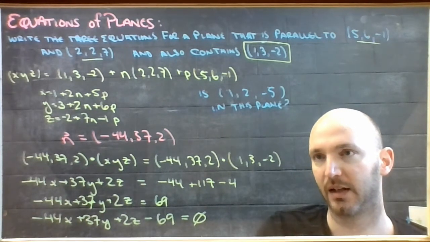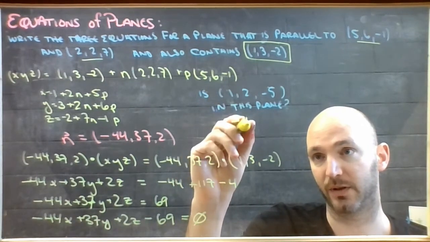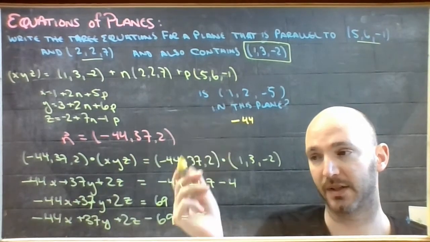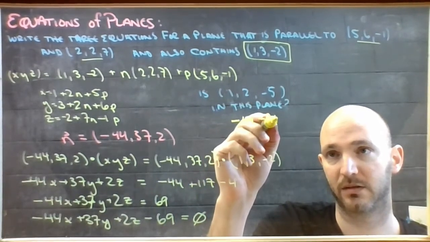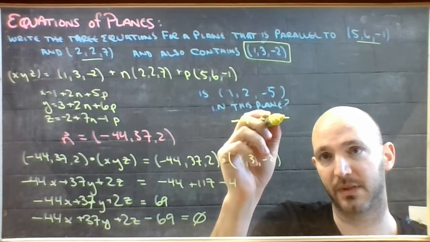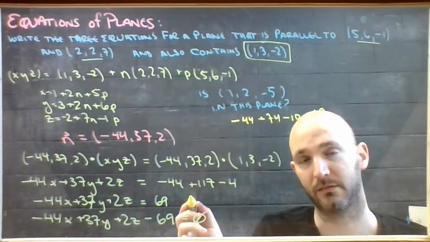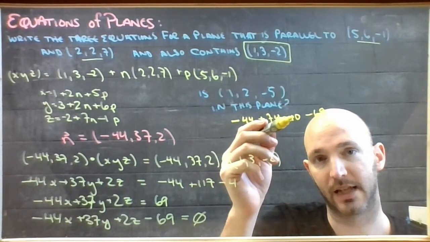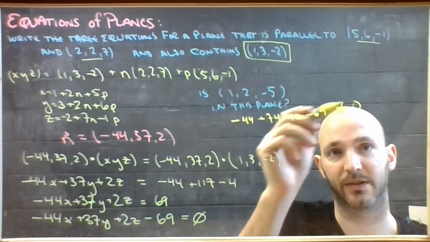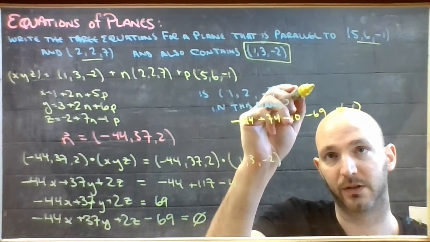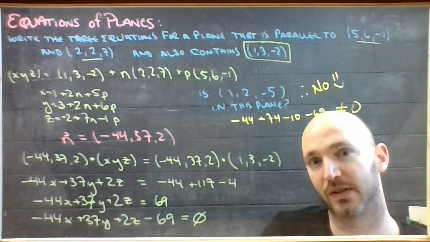So let's just do this one quick. Negative 44 times this x value would be negative 44. 37 times this y value would be 74. 2 times negative 5 would be negative 10. Negative 69. Now I can see already negative 10 and negative 69 is negative 79. This is not equal to 0. Therefore, no. That dot is not in this plane. And I checked it using the Cartesian equation.